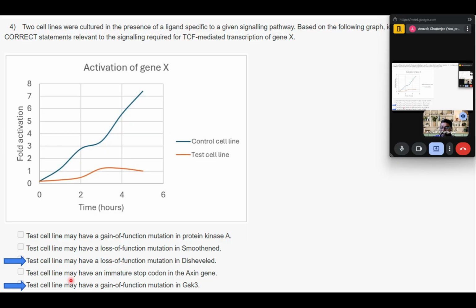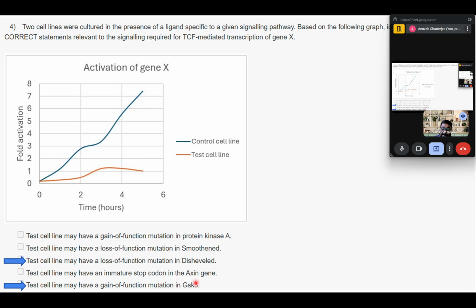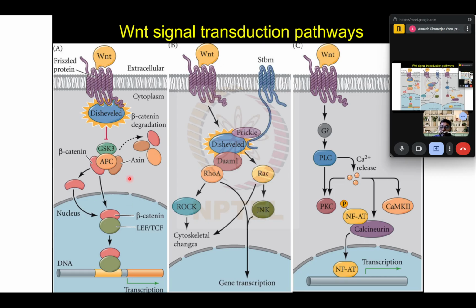Test cell line may have a premature stop codon in the axin gene, essentially causing a loss of function of axin, because a premature stop codon in axin will cause the entire degradation complex to not be active. If there is inactivation of the degradation complex, it is irrelevant whether Wnt binds to frizzled, beta catenin will always enter into the nucleus and cause activation of gene transcription.